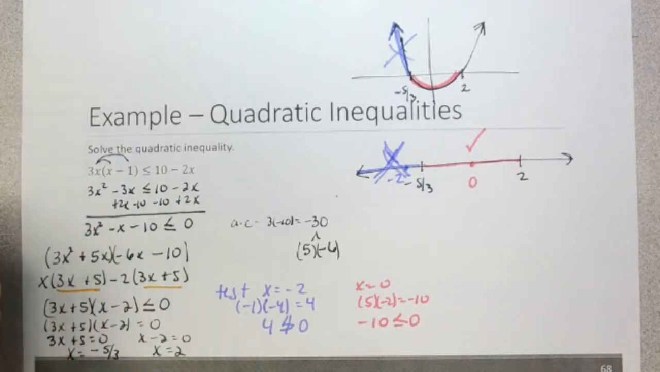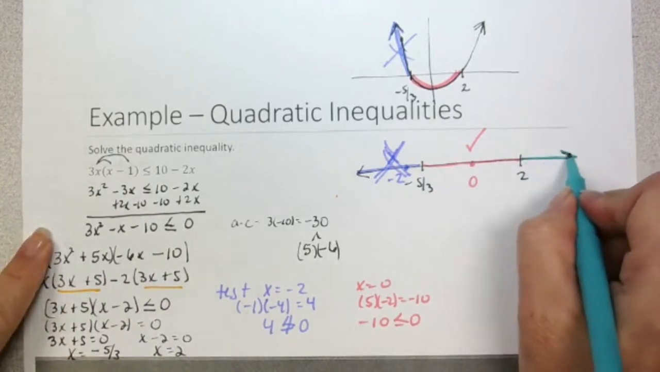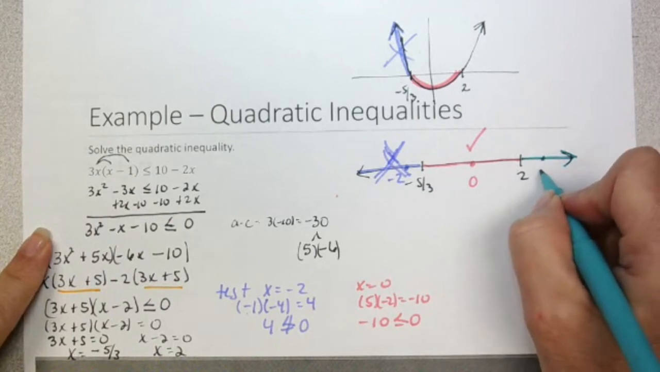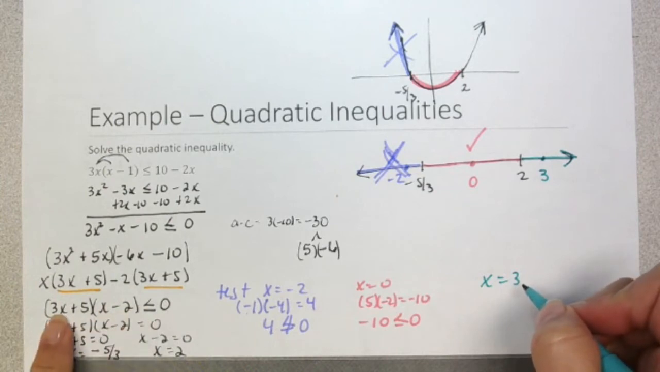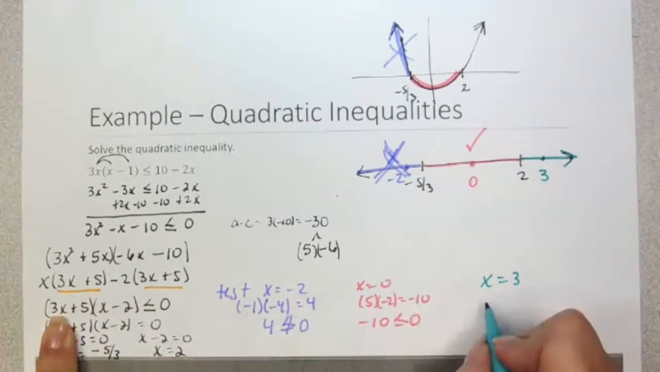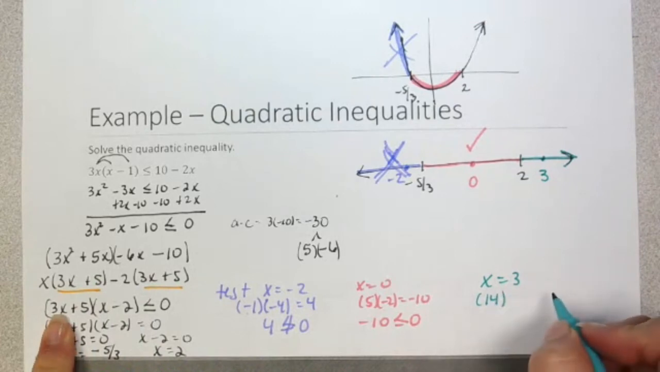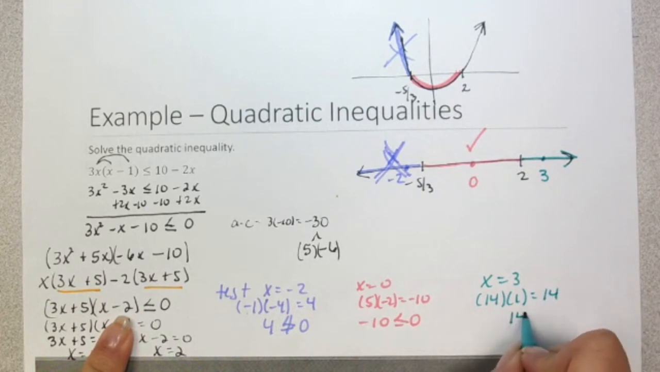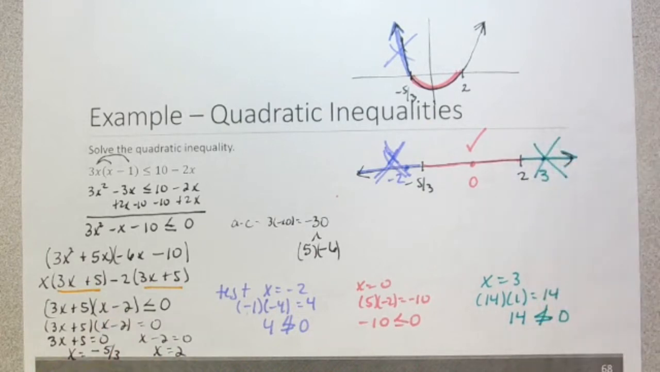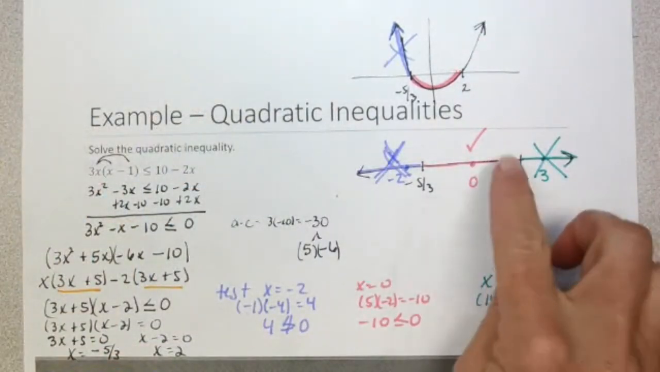All right, we have one more interval to test. We'll do that one in blue, this interval here. Maybe we'll use the value of x equals 3. All right, so let's test x equals 3. 3 times 3, that's 9, plus 5, that's positive 14, times 3 minus 2, that's positive 1. 14 times 1 is 14, and 14 is not less than or equal to 0. So this is not a good interval. This interval does not satisfy our inequality.